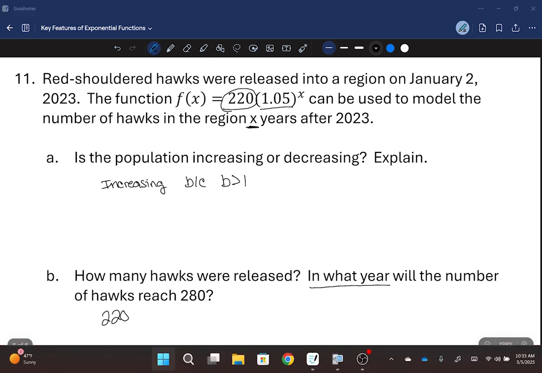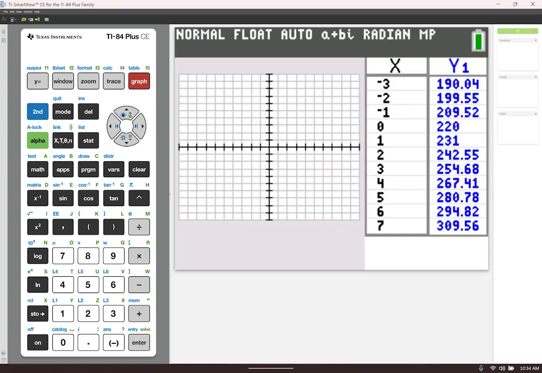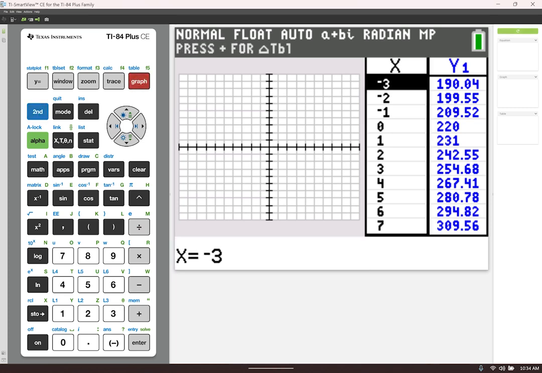So let's use our calculator to assist us. We have 220 times 1.05 to the x. Go ahead and graph it. All right. Now, you're not going to see anything on your graph. We're really just worried about the table, and we're looking for a value of 280. So a y value of 280, that would be 5 years.